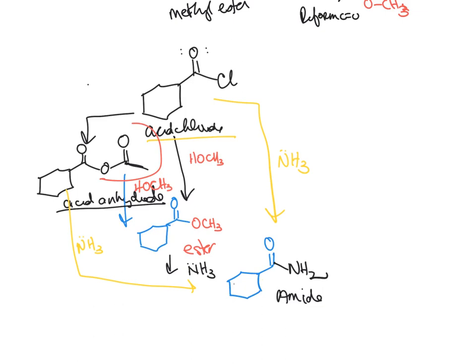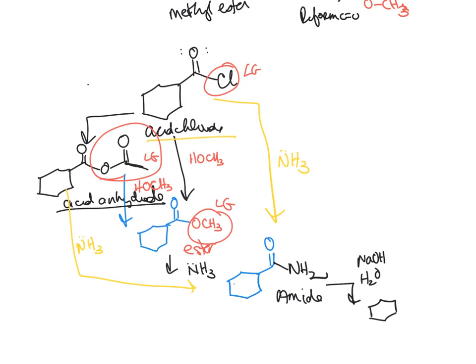So I'm going to circle. This would be your leaving group, right? This is your leaving group. Here, your ester is your leaving group. Now, you can go from the carboxylic acid. It's harsh, but you can actually go from an amide to a carboxylic acid. So you could do strong sodium hydroxide and heat. And then you can go to your carboxylic acid.